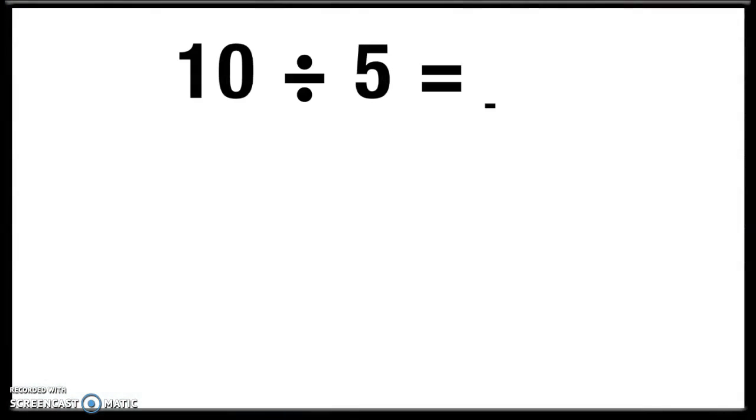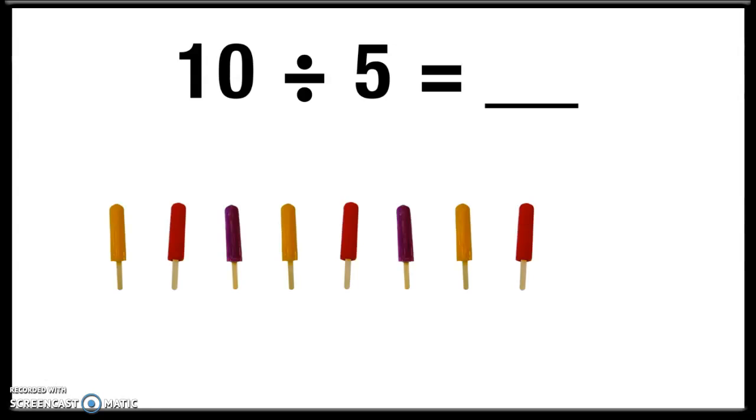This is a division problem. In this example, we are going to divide popsicles. We have 10 popsicles and 5 hungry people. We need to figure out how many popsicles each person will get.